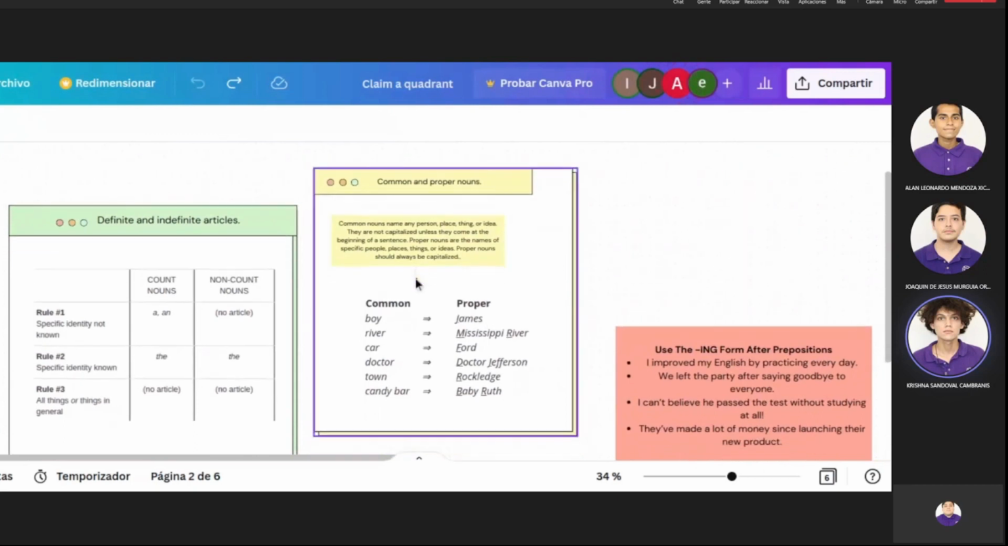Now I'm going to speak about the common and proper nouns. We use them to identify a thing, like there are the commons and the propers. Examples of commons, as you can see here; the propers are the names like Joaquin, Krishna, Isaias, etc.